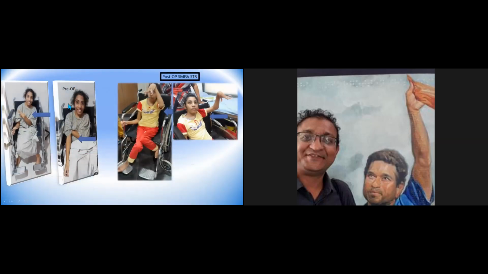And here we can see how badly this limb is affected, and she also has to keep it controlled over here. This is post-operatively. She has a free movement here. But I must tell you, it is not only SMF; we have done soft tissue release surgeries also in the upper limb, and both surgeries are complementary to each other.